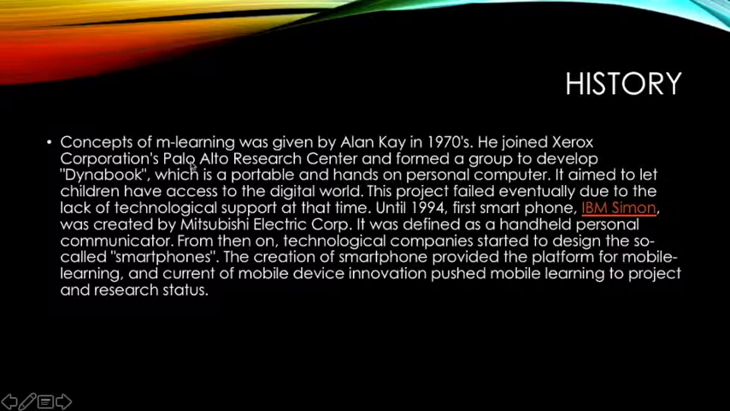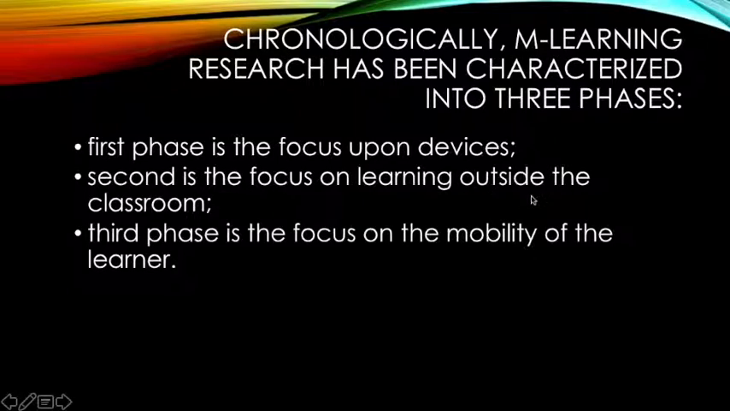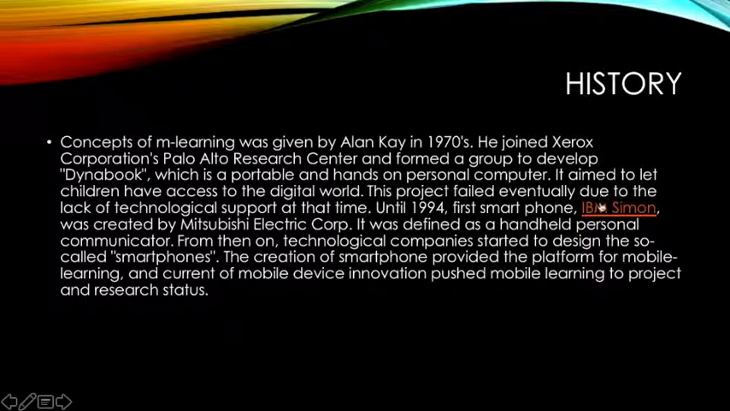It aimed to let children have access to the digital world. This project eventually failed, sadly, because of lack of technological support at that time. Until 1994, the first smartphone, the IBM Simon, was created by Mitsubishi Electronic Corp. It was defined as a handheld personal communicator. From then on, technological companies started to design so-called smartphones. So it all began.